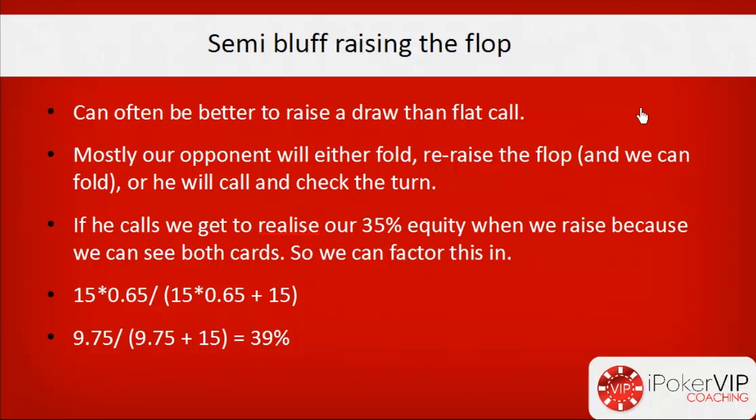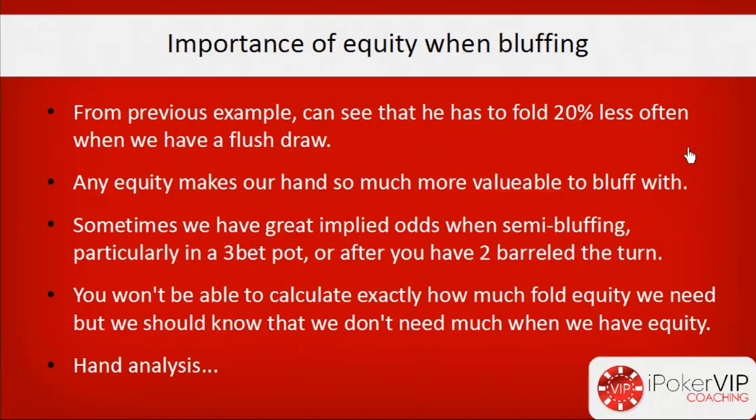So if we calculate this in, we're risking 65% of 15 to win the 15 that's in the pot, because of course if he folds, we win the 15, and if he calls, we don't lose our 15. We lose our 15 65% of the time, and the other 35% of the time we don't lose anything because we win the pot. But basically what this affects is it makes the numerator lower, so that our overall fold equity after you look at this equation is considerably lower than when we have no equity at all, as in the first example.